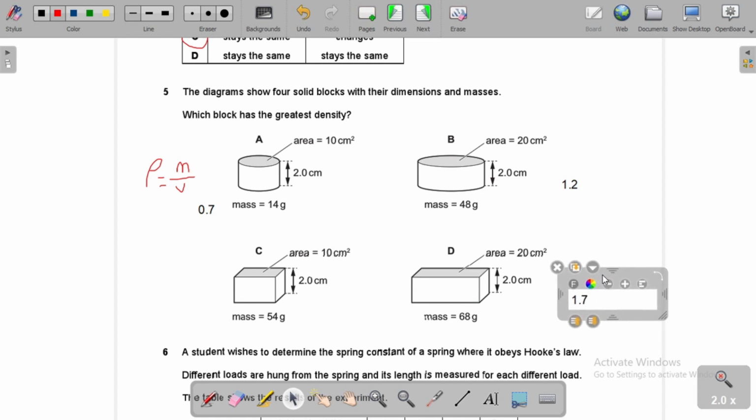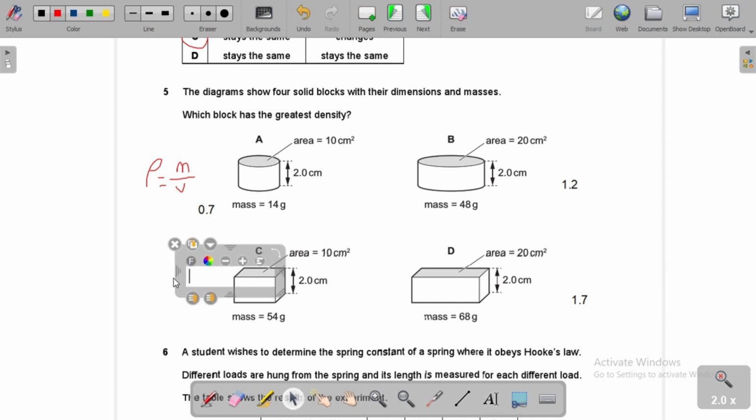1.7. And then finally, the volume here is 10 times 2, that's 20. 54 divided by 20, what will that one give us? 54 divided by 20, that will give us 2.7.